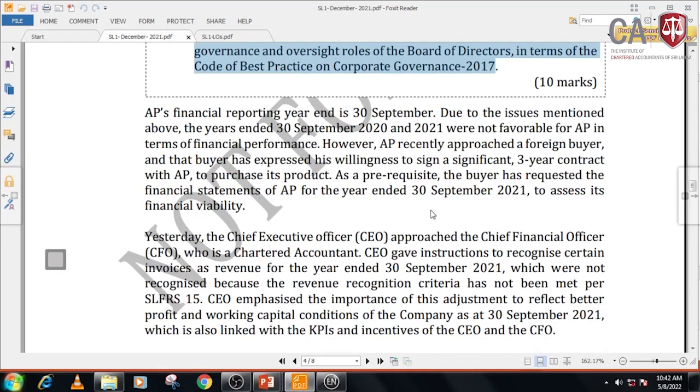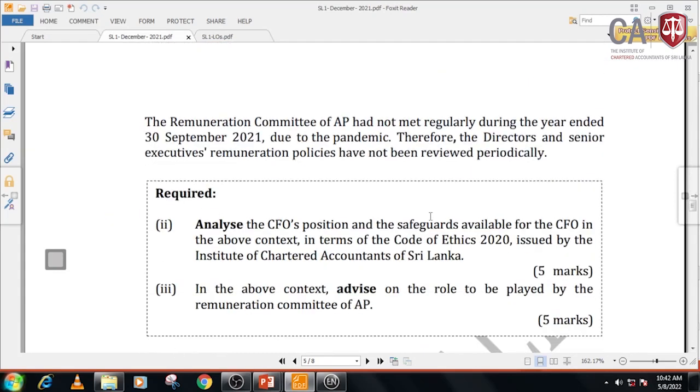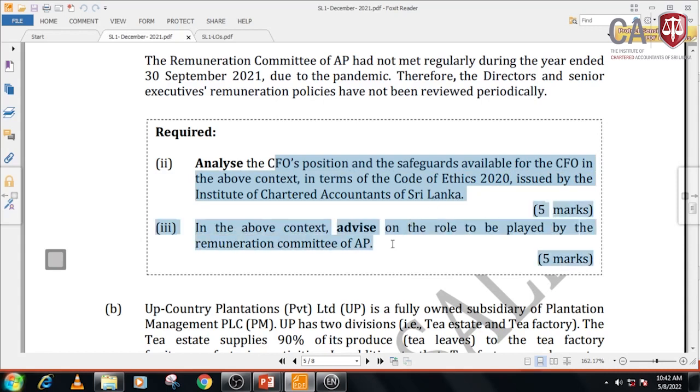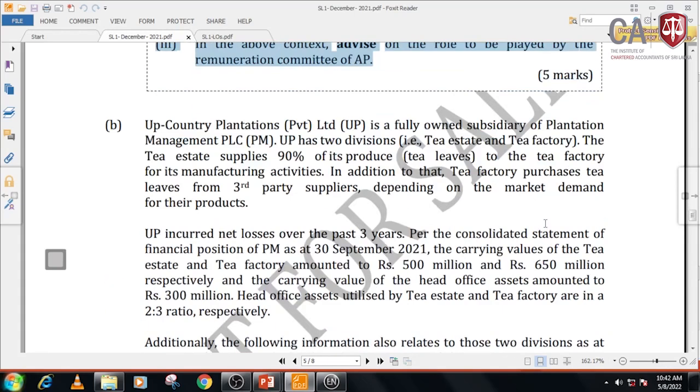Then the other 2 paragraphs they have given, 3 paragraphs, are on remuneration. This is the skill of reading the question in 5 minutes. Remuneration committees, which means another 10 marks on remuneration or something else. Let us see. This is the CFO's position and safeguards. CFO safeguards means code of ethics, 2020. In the above context, advise on the role played by the remuneration committee. Both are there, the remuneration committee as well as the code of ethics. So, another 10 marks, so 20 marks.